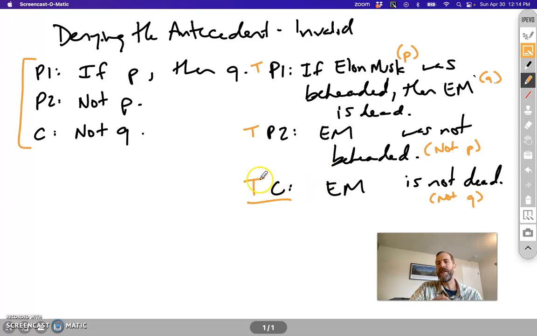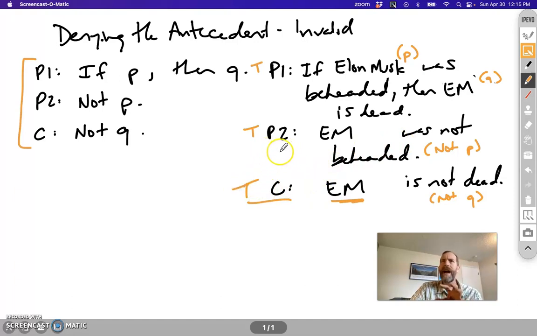But this conclusion is not true because of these premises. We just got lucky in a way, and we're talking about an individual who's still alive. Okay, so the premises don't guarantee that this conclusion's true. It just happens to be true because of the subject that we selected. But if you change out Elon Musk for any individual in the past who is dead and was not beheaded, then you would find an example where the conclusion turns out to be false. Okay, so it all just kind of comes down to who you happen to be talking about.